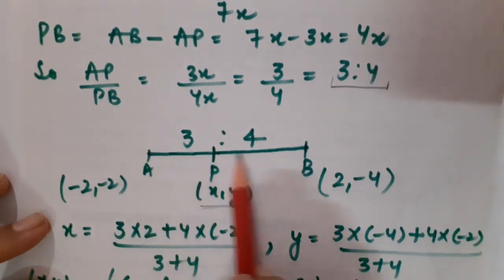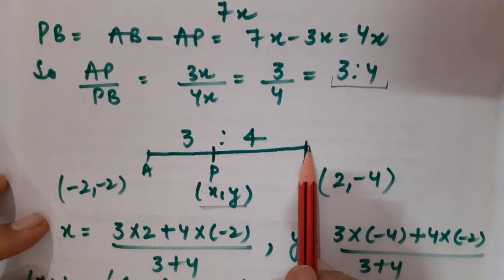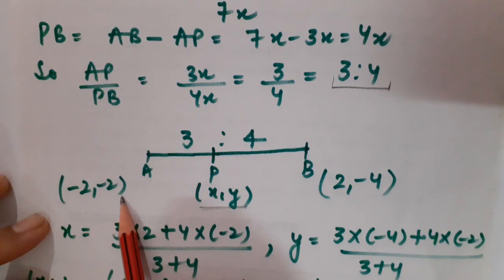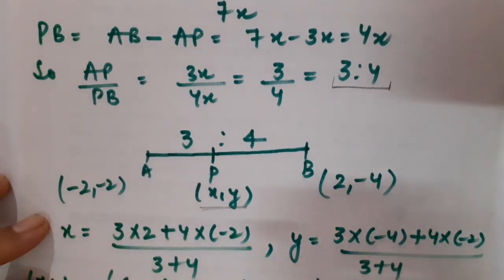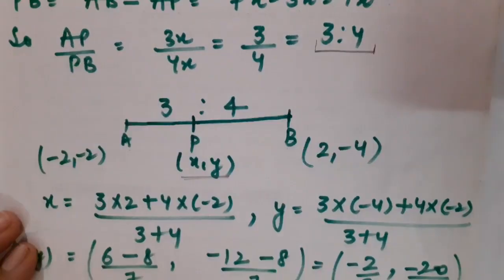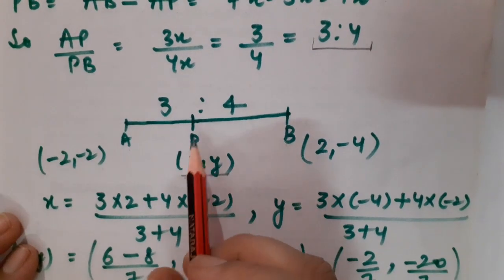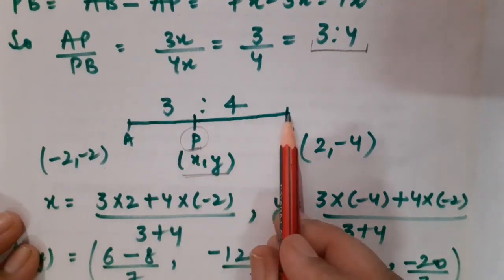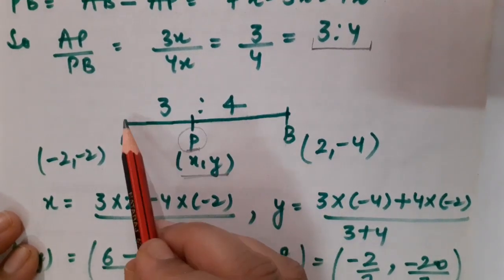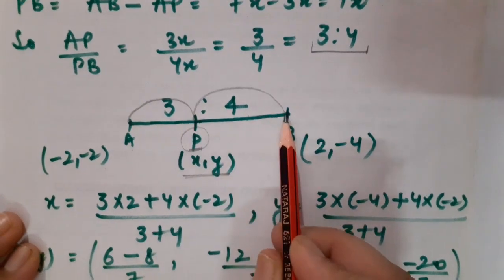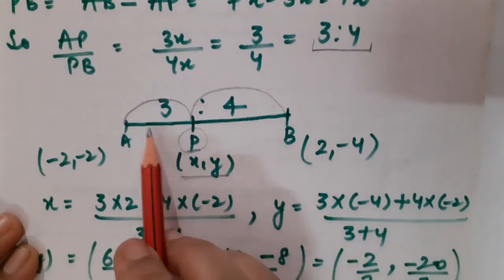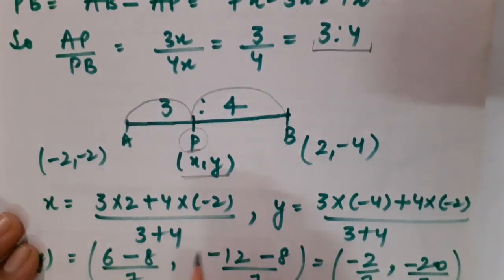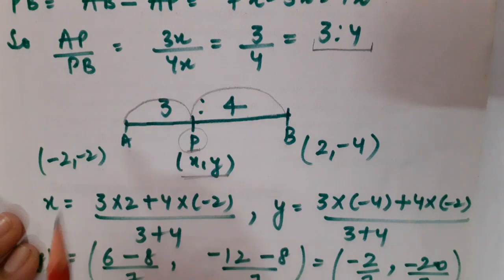Fine. So again I have drawn the line segment for your convenience so that you can better understand. This is A, whose coordinates are (-2, -2), B, whose coordinates are (2, -4), and now I know the ratio also, in which the point P, which is known as the point of division, is going to divide the line segment, that is 3:4. Means this much part is 3 and this much part is 4 approximately. Means you can say this is 3x, this is 4x. Ultimately x and x are going to be cancelled. So AP upon PB is equal to 3 upon 4.